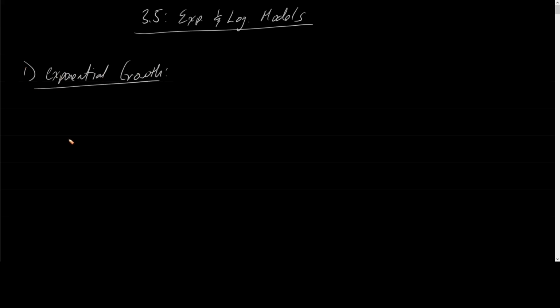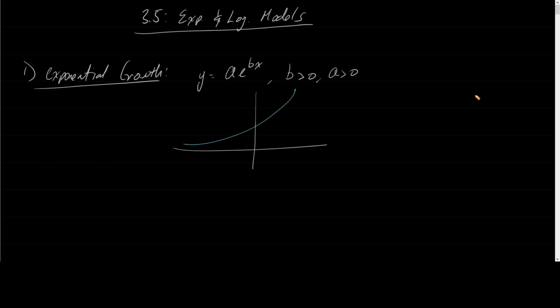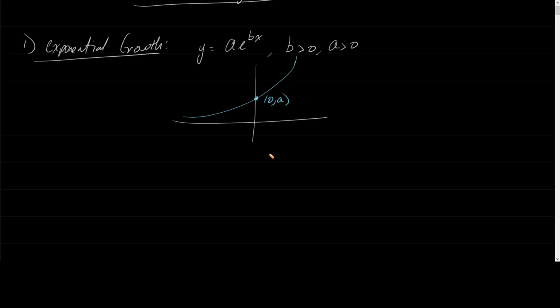Now, graphically speaking, it is given by the following function. Y is equal to ae to the bx, where b is greater than 0. Also here, a would be greater than 0. And we end up with the following graph. It looks something like this, all right, where it crosses at the point 0, comma a. All right, that's exponential growth.